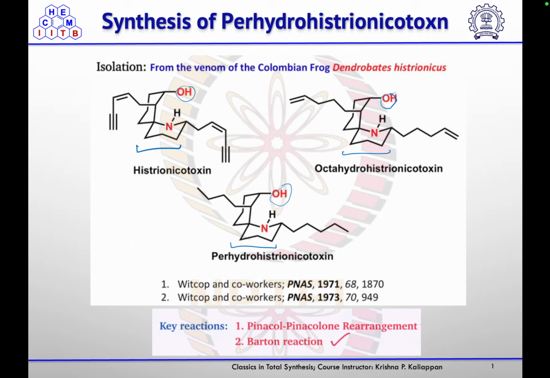The first key reaction that Whitcomb used for the synthesis of perhydrohistrionicotoxin is the pinacol-pinacolone rearrangement, and another reaction that he used in his synthesis is the Barton reaction. So let us first discuss these two reactions, and then we will move towards the total synthesis of this molecule.